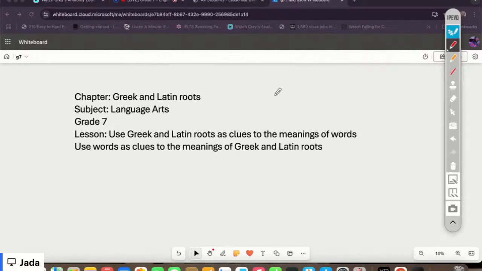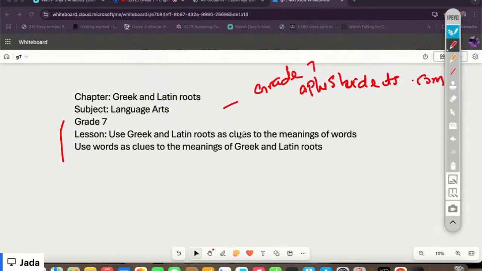Today we will have Greek and Latin roots. First, you have to log in using aplusstudent.com. Click on new, move on to language at grade 7. The chapter is Greek and Latin roots. The lesson will be to use Greek and Latin roots as clues to the meaning of words, or use words as clues to the meaning of Greek and Latin roots.